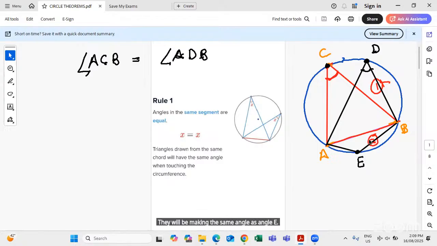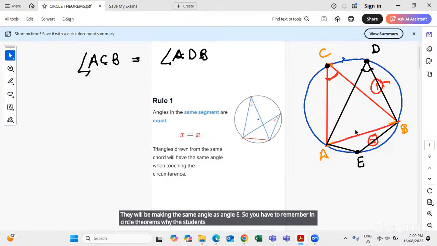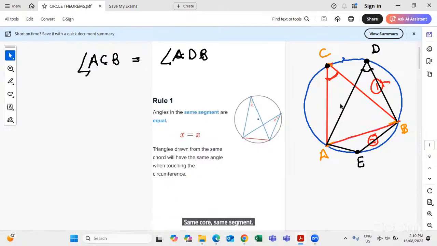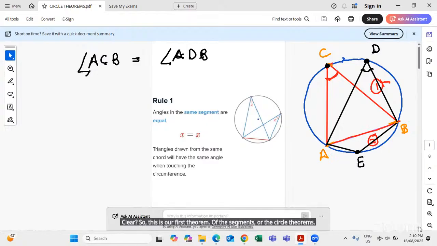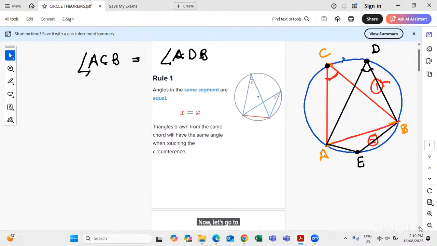So you have to remember that in circle theorems students find it a little difficult, because there are so many things you need to keep in mind at the same time. Same chord, same segment. If you forget one of these things, the answer will be wrong, or the whole process will go wrong. Clear? So this is our first theorem of the circle theorems. Now let's go to the second point.